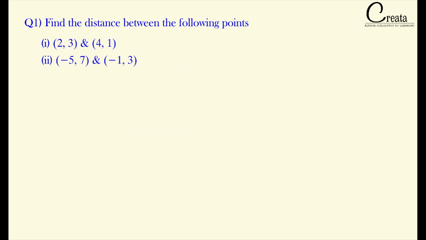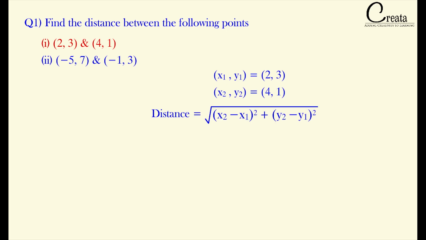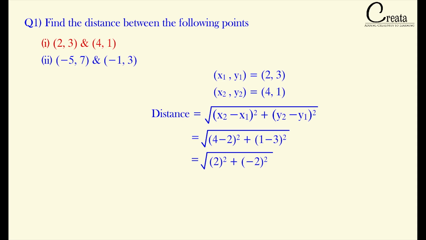Our first question is, we have to find the distance between the two coordinates, that is 2, 3 and 4, 1. Here if we take x1, y1 as 2, 3 and x2, y2 as 4, 1, we can directly apply our distance formula, that is root of (x2 minus x1) whole square plus (y2 minus y1) whole square. Simply we have to just put the value. On putting the value, we got the answer of our first question as 2 root 2. Got it? Hope you have got the same answer.